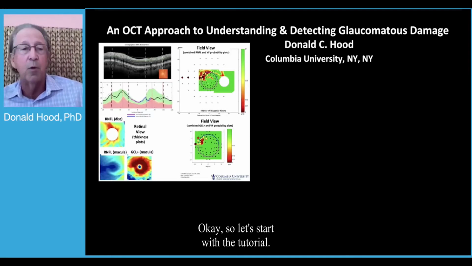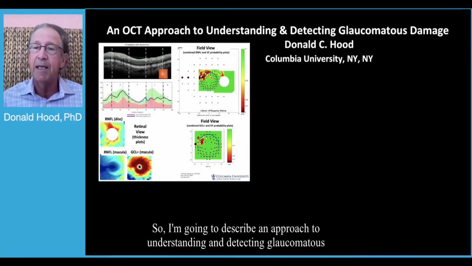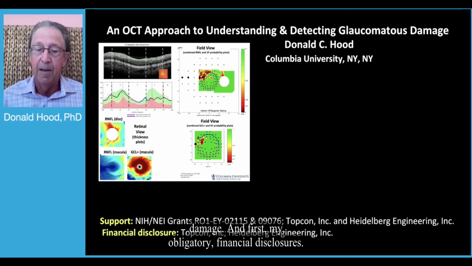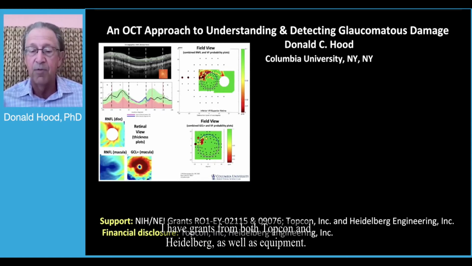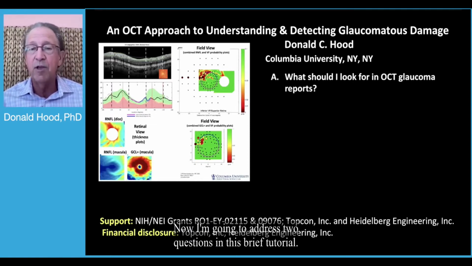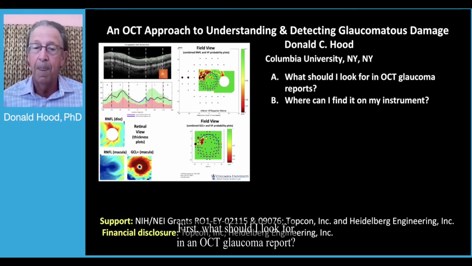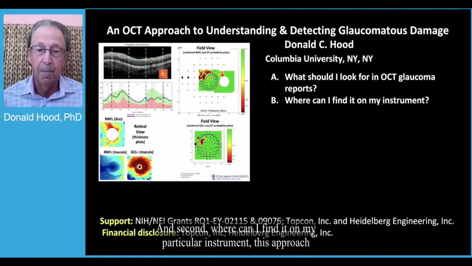Okay, so let's start with the tutorial. So I'm going to describe an approach to understanding and detecting glaucomatous damage. And first, my obligatory financial disclosures. I have grants from both Topcon and Heidelberg, as well as equipment. Now, I'm going to address two questions in this brief tutorial. First, what should I look for in an OCT glaucoma report? And second, where can I find it on my particular instrument?